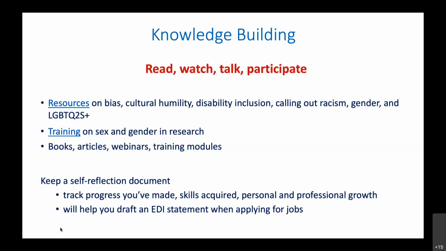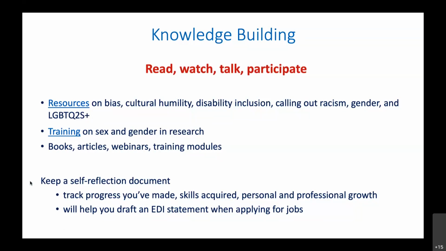And I encourage you to keep a self-reflection document or a journal or whatever kind of format you like, and track the progress you made, maybe certain skills you've acquired, personal and professional growth in this field. Because when time comes to apply for jobs that are asking about EDI, you'll be ready to really craft a nice EDI statement.